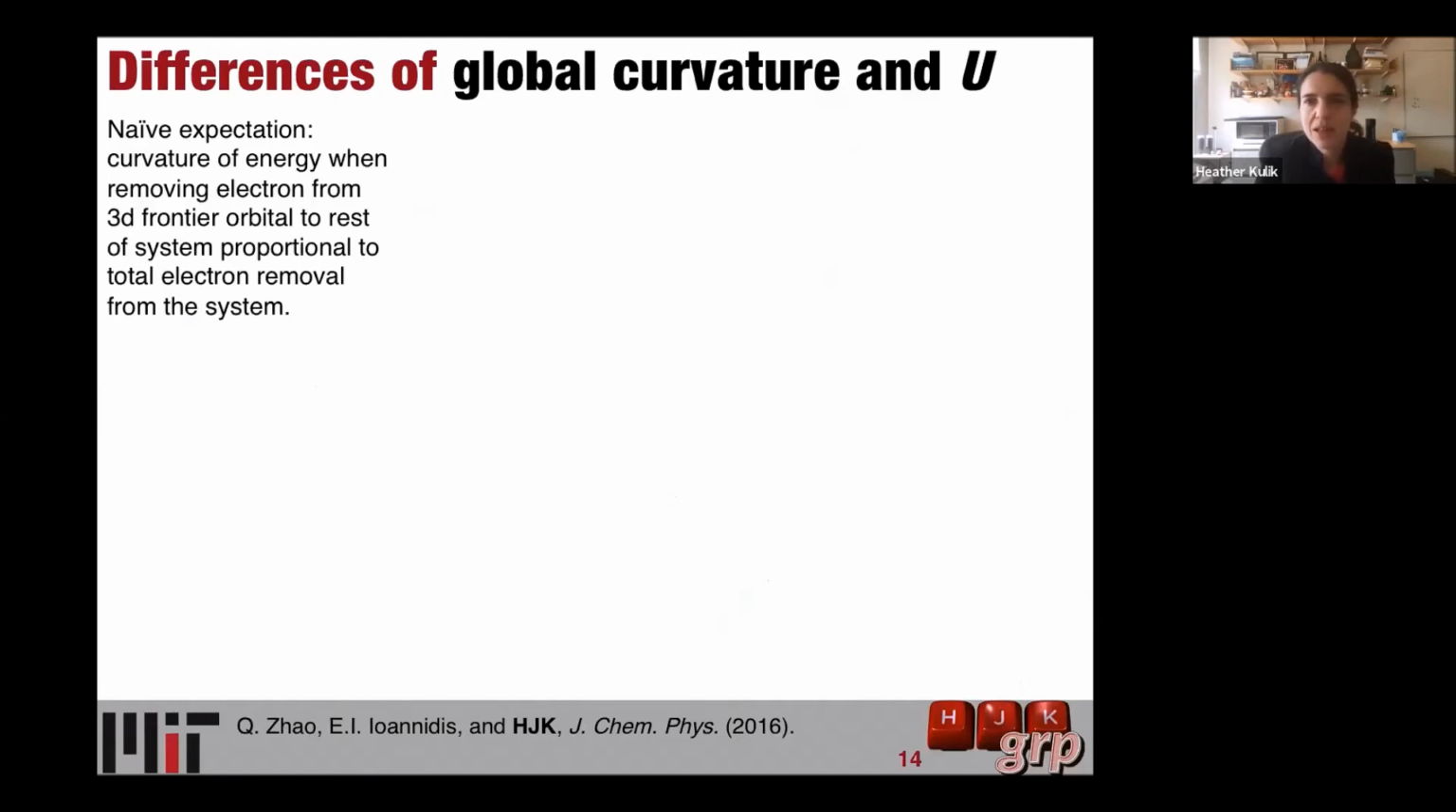and I'll talk a little bit about the static correlation error also in the next couple of slides, when we got into this question of recovering piecewise linearity with the global curvature versus Hubbard U, I thought these two would be proportional. If you're removing an electron from the overall system and it's coming from the d orbital, versus removing it from the d orbital to the rest of the system, I thought they should basically be proportional, because I'd spent my entire PhD saying, compute the linear response U. And there's this big community of people who focus on recovering piecewise linearity through optimally tuned range-separated hybrids, and they've been showing they get better properties that way, especially in organic molecules and spectroscopy and so on.